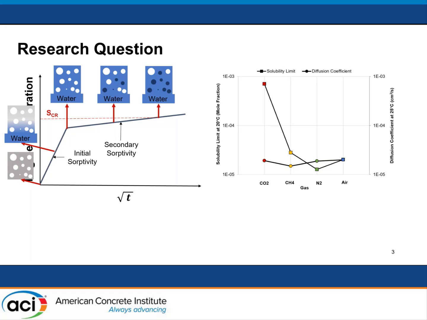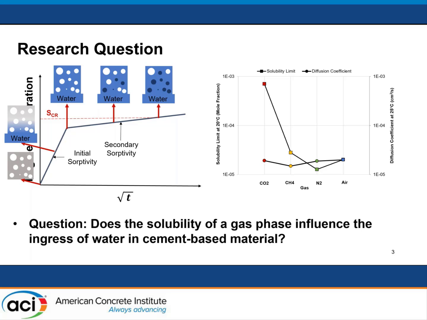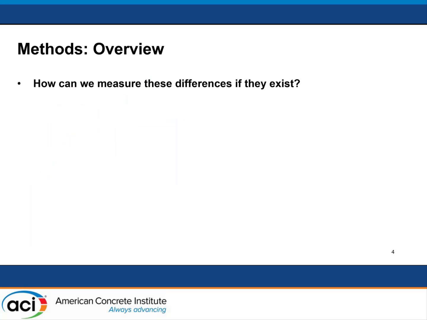I also mentioned that diffusion plays a role. However, the diffusion coefficient of each of these gas phases is very similar. So really the research question is, does the solubility of a gas phase influence the ingress of water in a cement-based material? And so an overview of our methods.